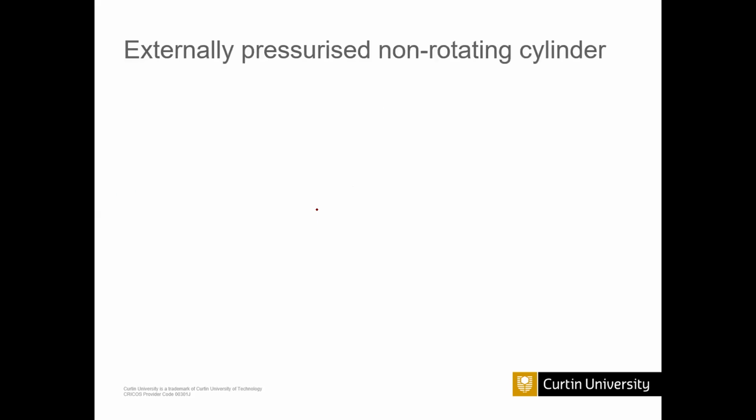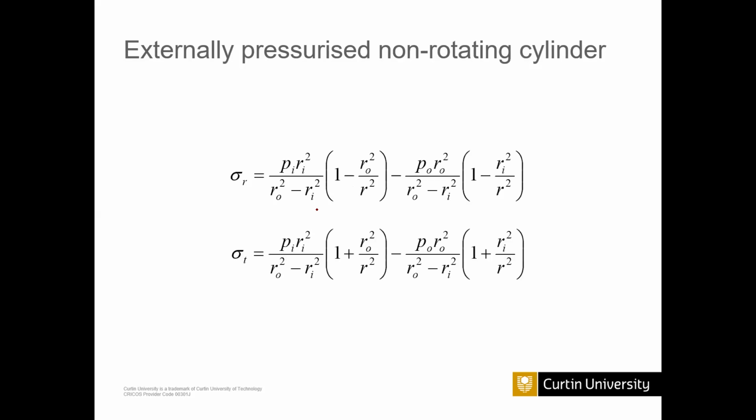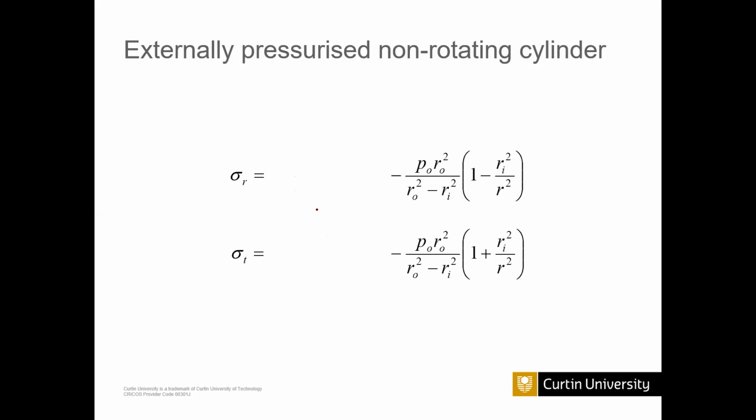Then, externally pressurized non-rotating cylinder. Now we already discussed the internally pressurized non-rotating cylinder. In this case, Pi equals 0, not P naught. These are the two general equations for the non-rotating cylinder. So if Pi equals 0, this is the equation.